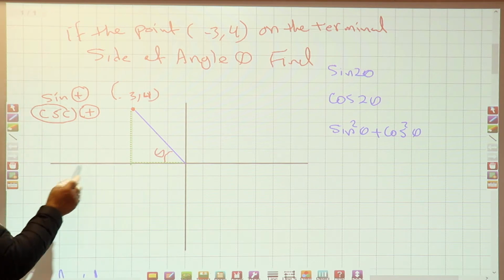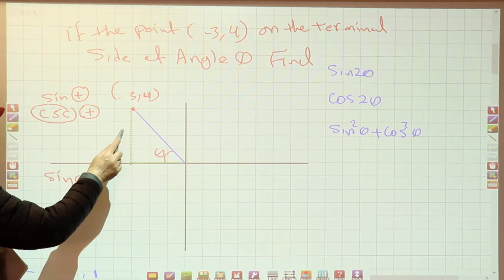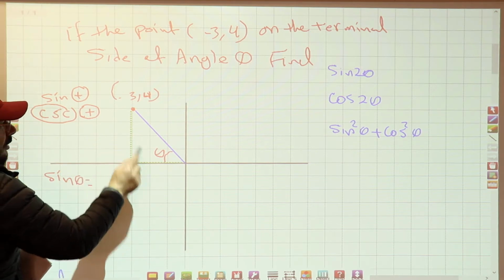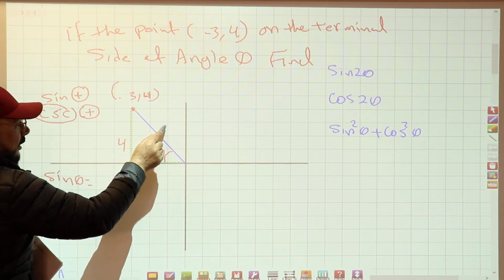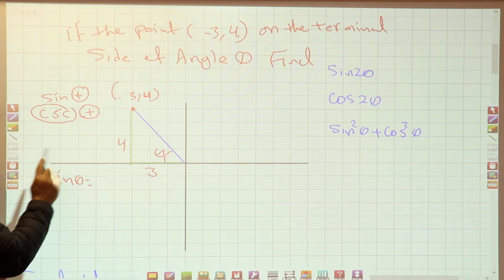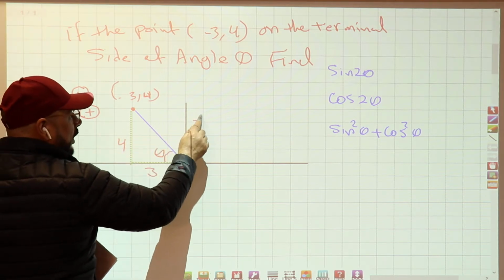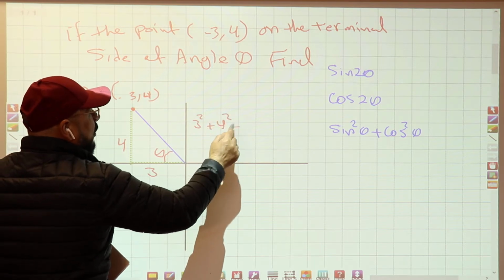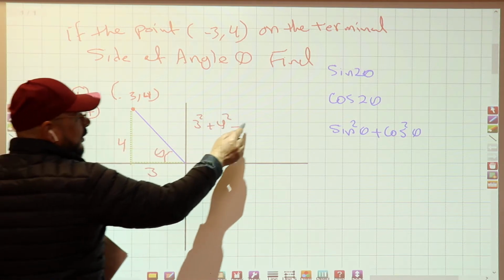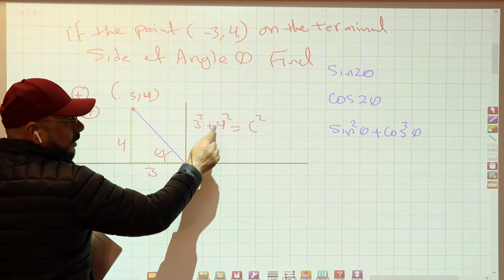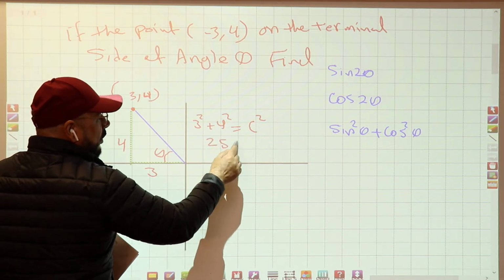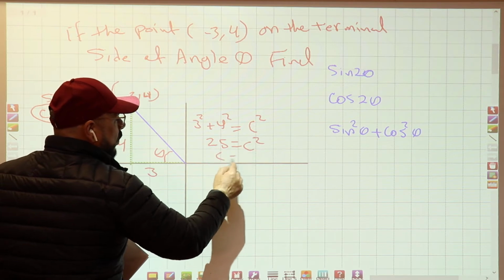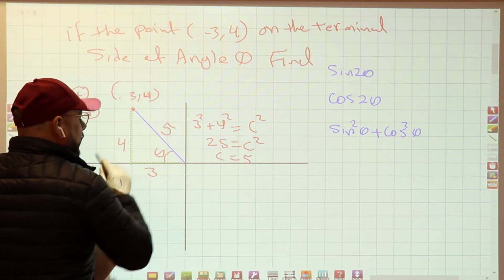I have to find sine theta here. Look here, this is 3, this is x, and this is y. This is 3 and this is 4. If you calculate as I did for you before, 3 squared is 9 plus 4 squared is 16. 9 plus 16 is 25, equals c squared. Then c equals 5. But I advise everyone to remember 3, 4, and 5. Then this side is 5.